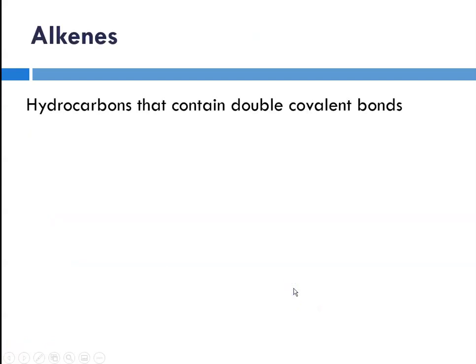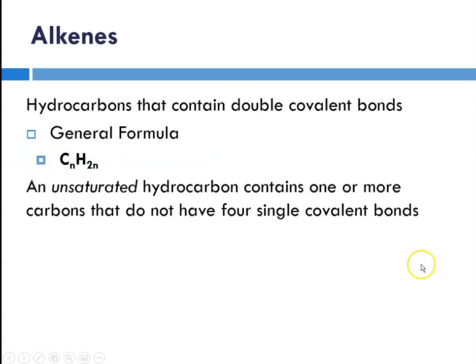The next ones that we talk about are alkenes, with the -ene ending, and these are hydrocarbons that contain at least one double covalent bond. Their general formula is CnH2n, and they are unsaturated hydrocarbons because they have fewer than four single bonds to carbon. Anytime you hear of something that's unsaturated, like polyunsaturated oils, it means that there are multiple double bonds. Monounsaturated would have only one double bond.